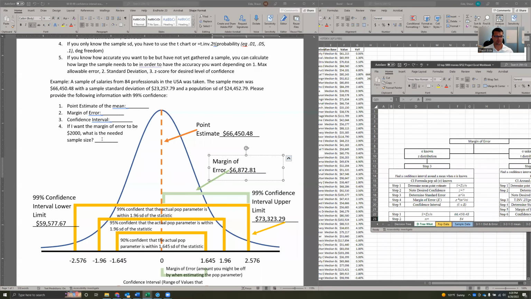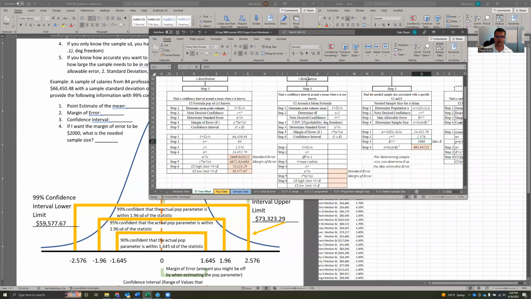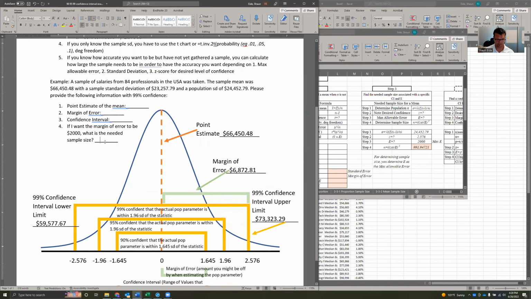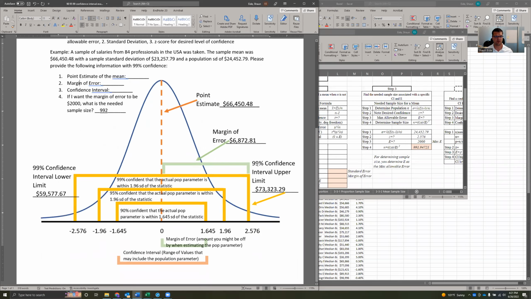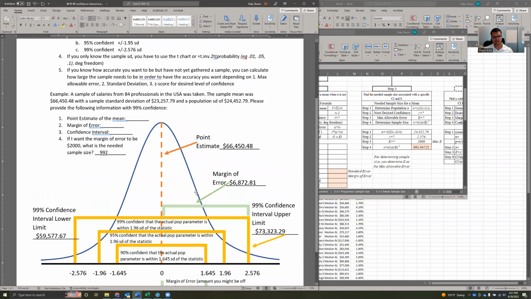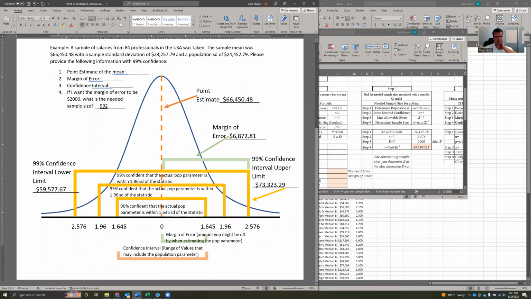And so for here, like I said, 992 would be your sample size, control underline, and then you can fill in all the rest. So this is essentially why we use the 1.645, plus or minus 1.96, and plus or minus 2.576.